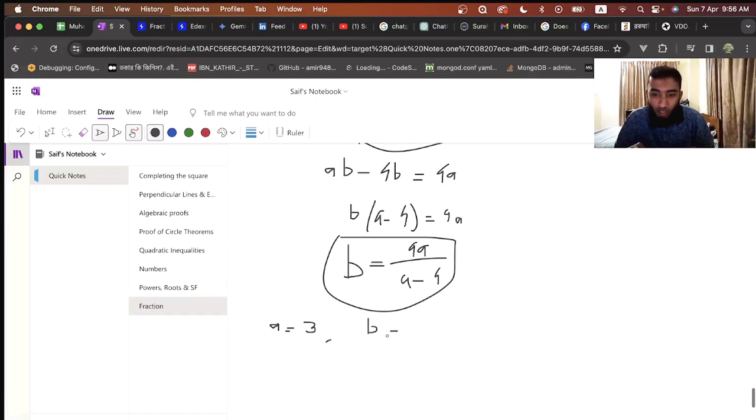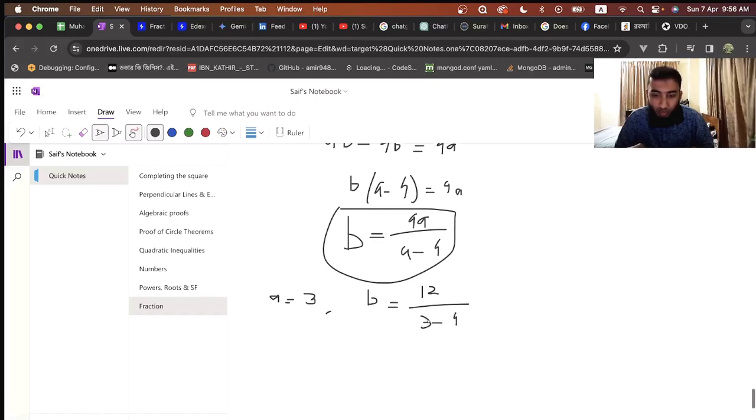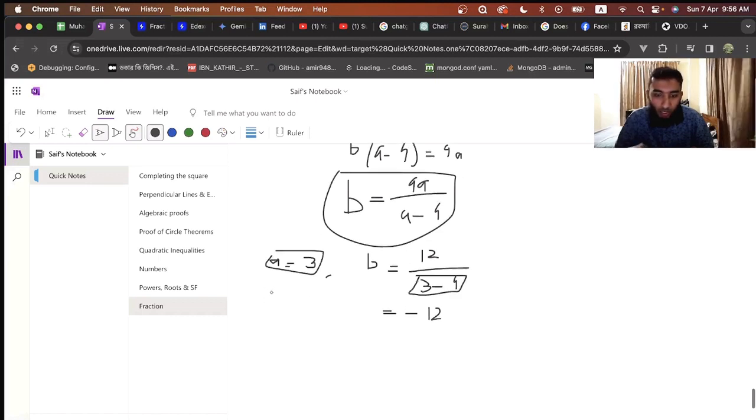If A is 3, what is B? If I use A here, 4 into 3 is 12, so 12 by A minus 4. A is 3, so 3 minus 4 is what? 3 minus 4 is minus 1, so we get minus 12. But as we can see, the denominator gets negative, so we cannot use 3.